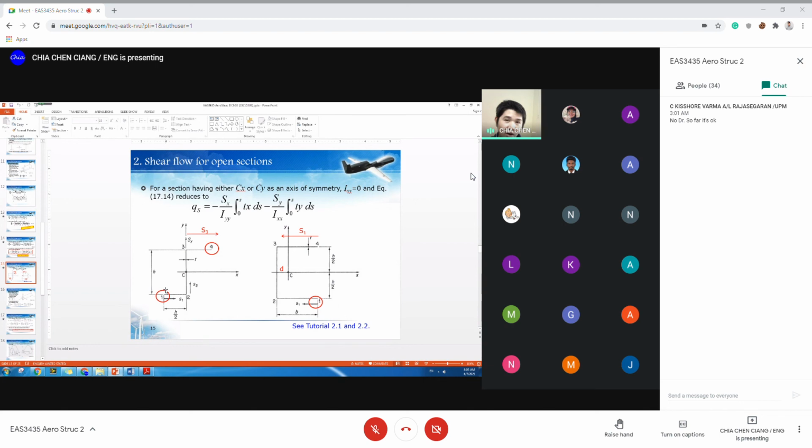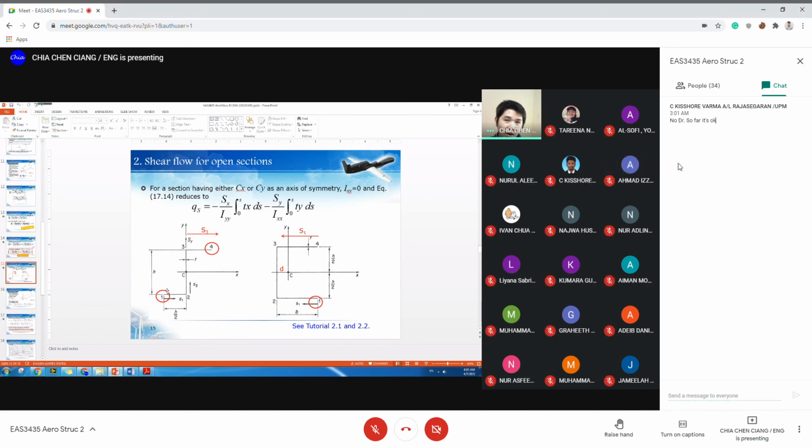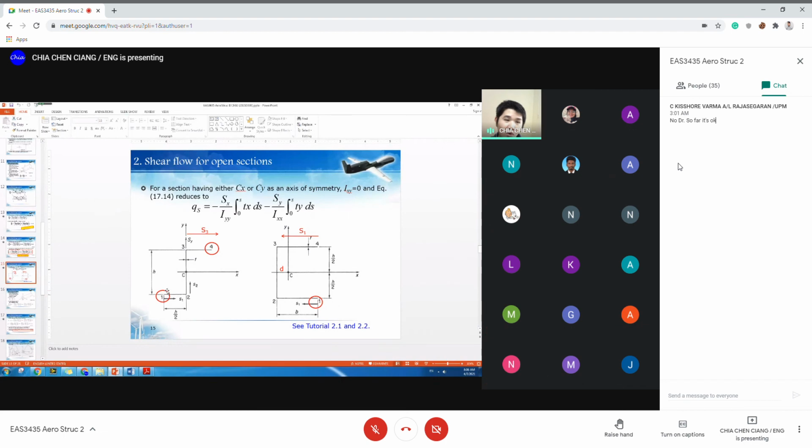The shear force, when you apply it to a beam, internally in the cross-section, will flow along the wall length of the beam. The value will change continuously. Of course, I will show you a diagram.